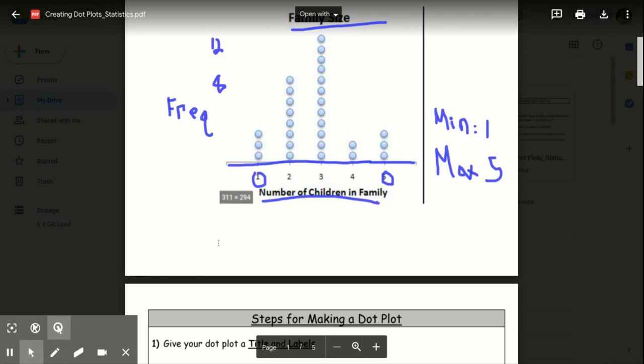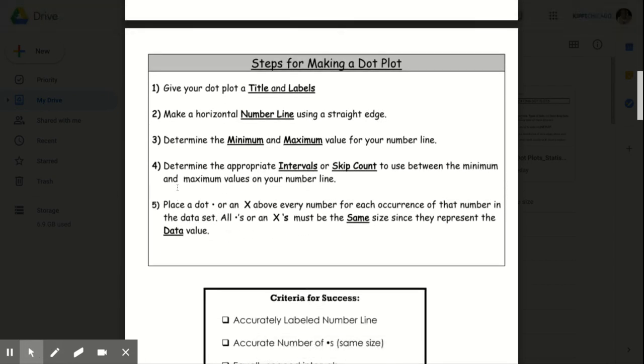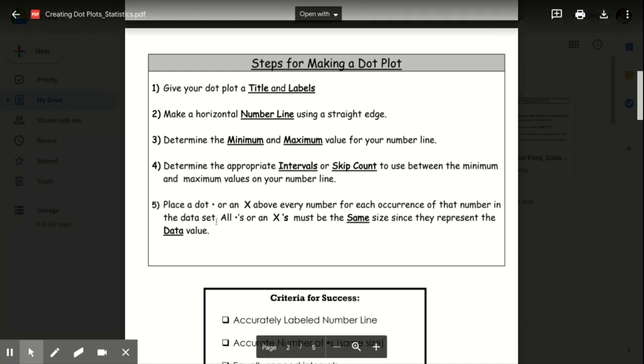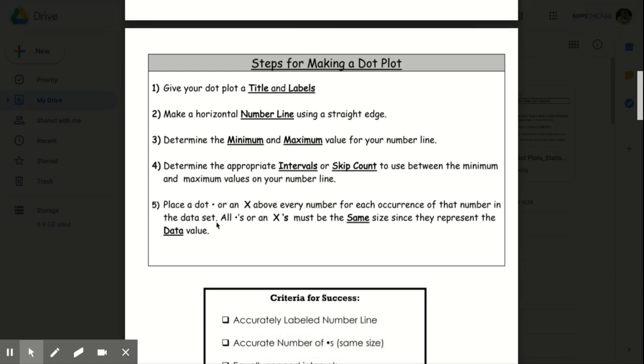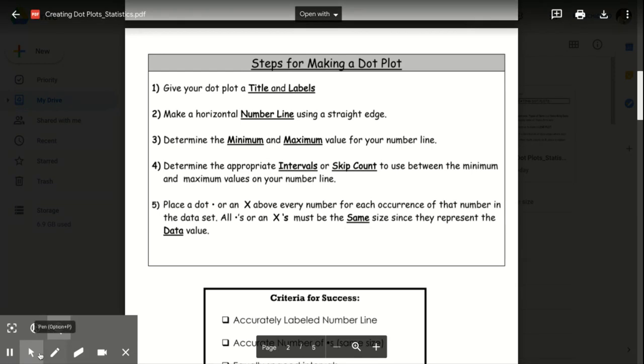Okay, let's keep going. Next, place a dot or X above every number for each occurrence of that number in the data set. How many families did you see that only had 2 kids? Oh, I saw 3, so I'm going to put 3 dots. How many families did you see that had 1 kid? Oh, I saw this amount. Then put that many dots, okay? So you can use dots or X's. So let's look at some.